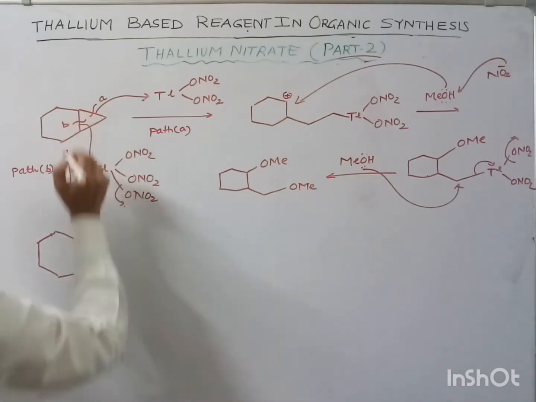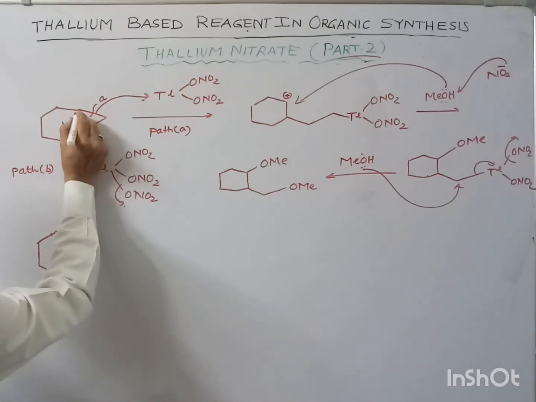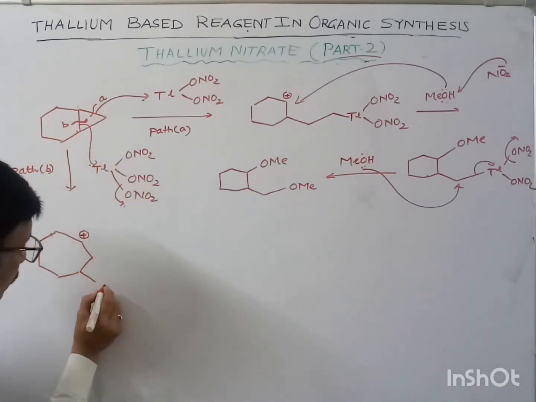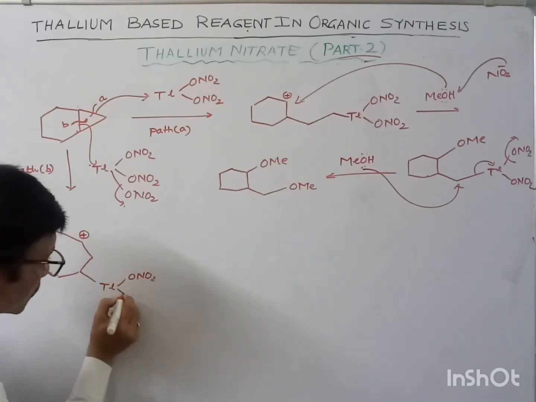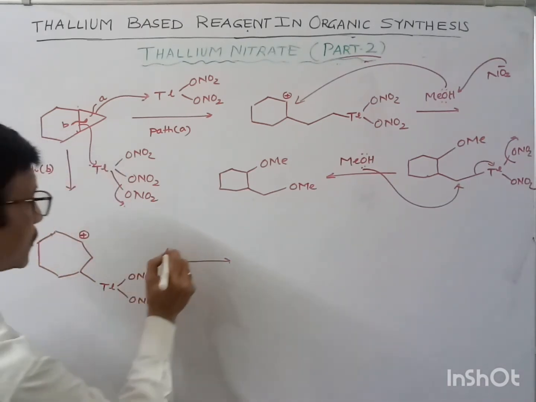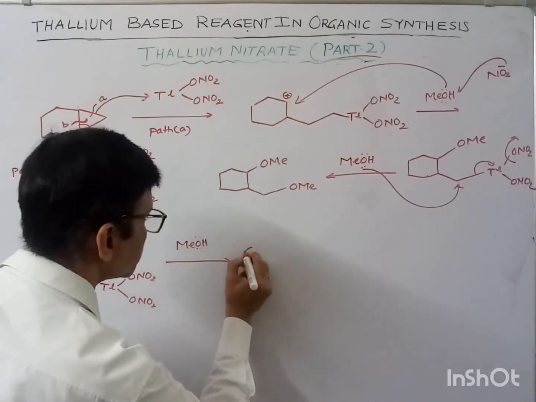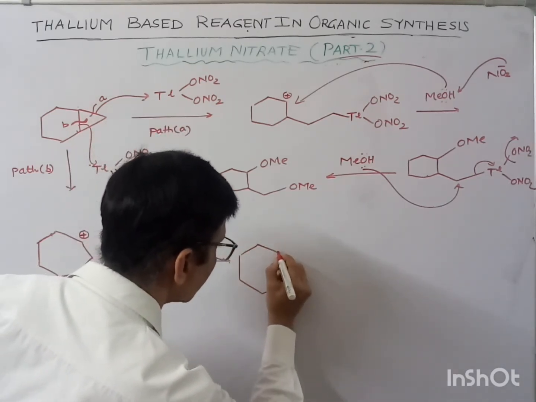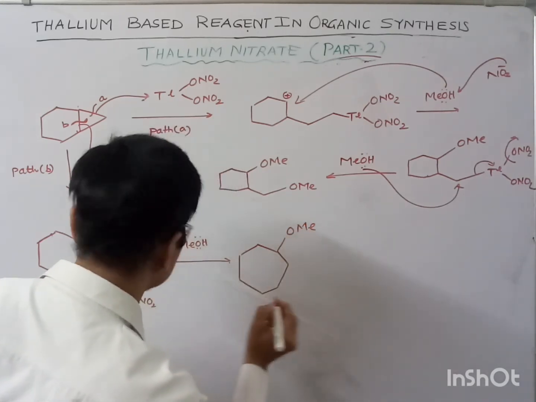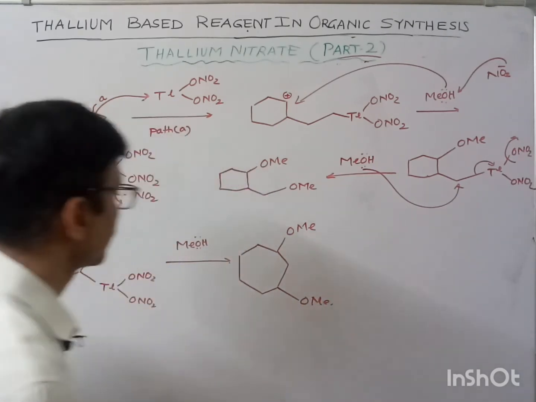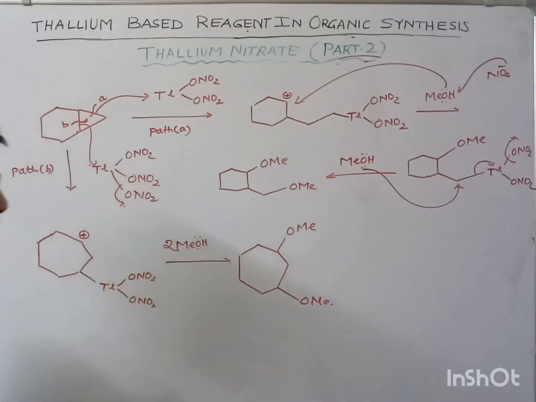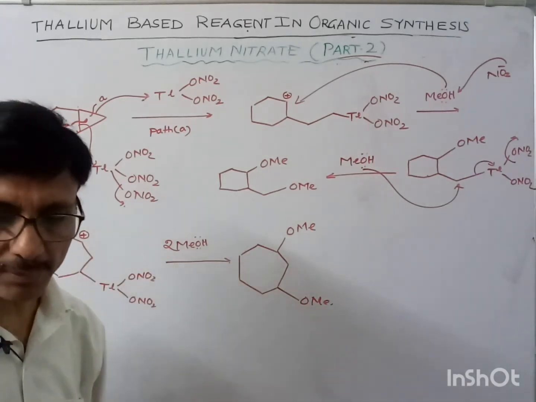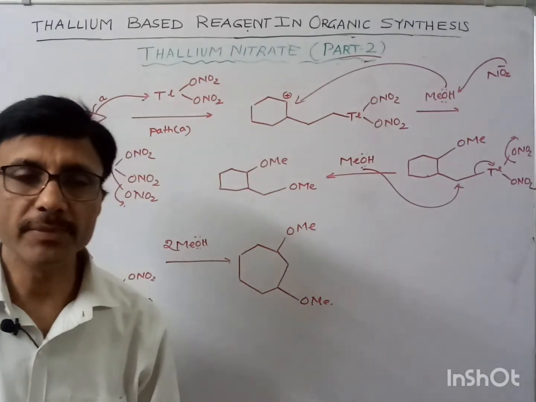So in this case, positive charge will come over here, and this positive charge will generate over here. When this bond breaks, one of the positive charge will be here, and a carbon thallium bond will be formed over here. So the final product that will form, this will be the final product. This would be the final product. So this 6-member ring would be converted into the 7-member ring. Okay, so this is about the thallium based reagent, thallium nitrate.